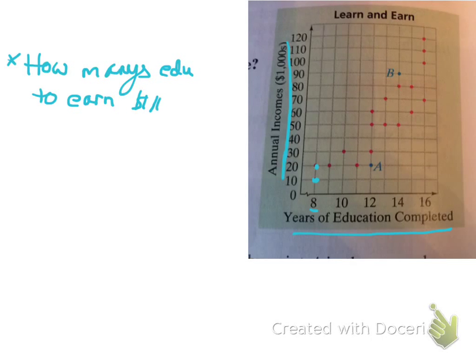So if I asked how many years of education does a person need in order to earn $100,000? Well, we're going to look over at the graph, and we'll find 100,000. So we'll go up to the 100,000 line, look across to where there's a point. There's a point at 16. So it takes 16 years of education to earn $100,000.